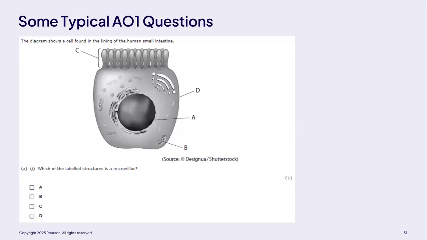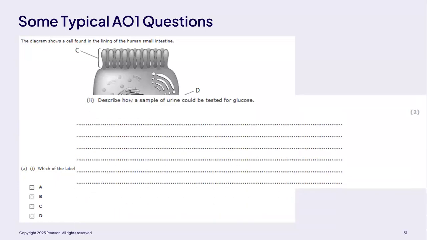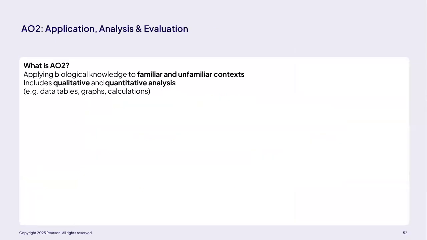So a typical AO1 question: a diagram of a cell found in the lining of the human small intestine, and then asking you which of the labelled structures is a microvillus. And then it asks you to describe how a sample of urine could be tested for glucose. So it's a technique that's been learned, testing a sample of urine. The command word is describe, so it is recall of knowledge.